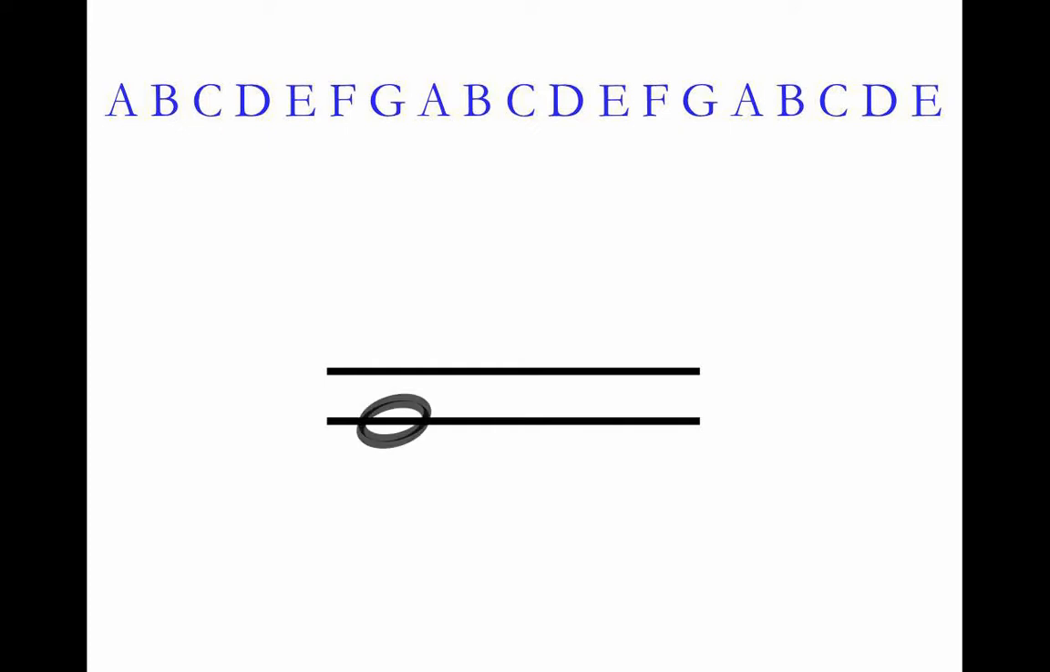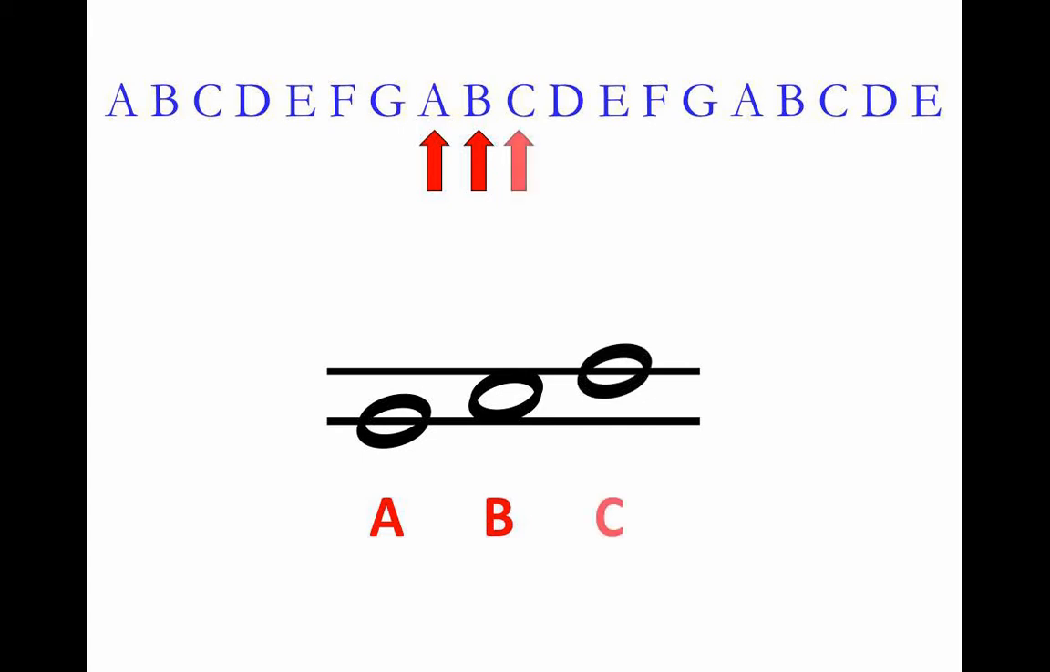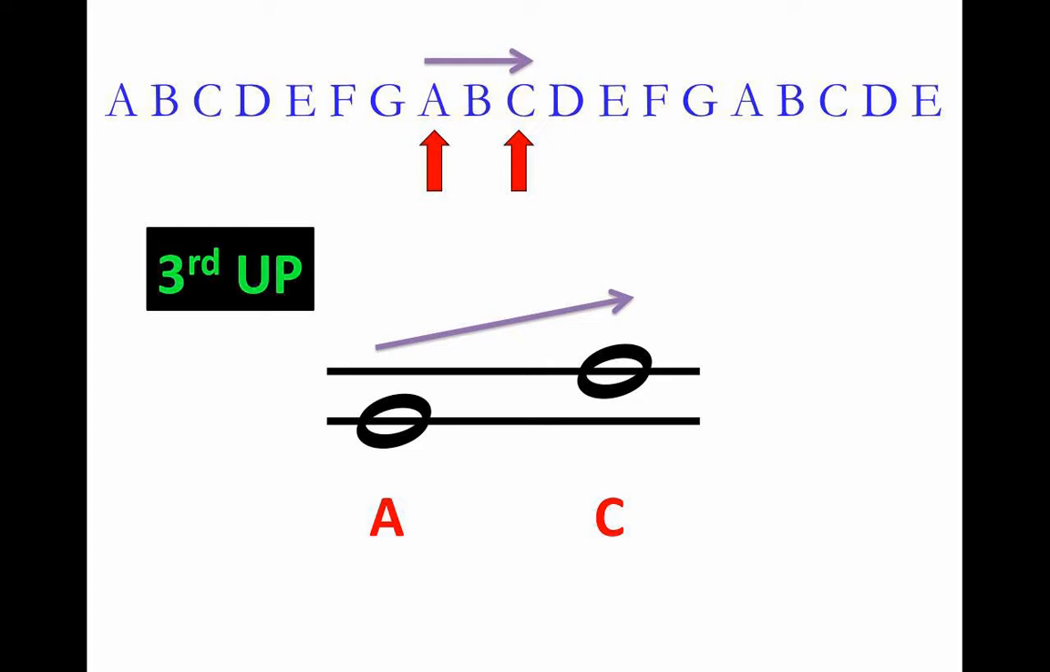Now let's take it up a notch. Let's call this A. Up a second from A is B. Up one more second is C. And if we get rid of that B in the middle, we are left with a third. We're going from a line note to a line note. That is a third. And when you have a third, what you do is you skip one alphabet letter. So we go from A to C. That's a third going up.